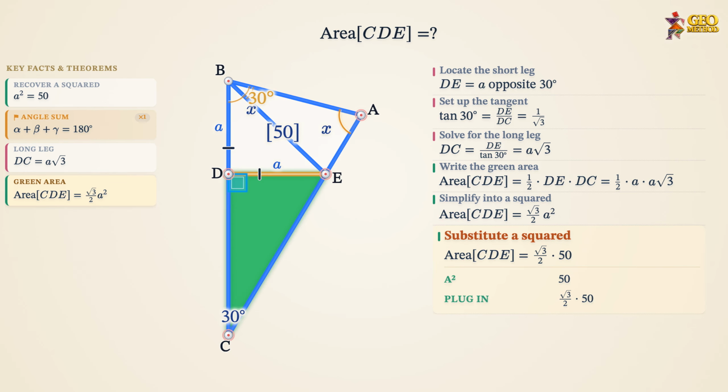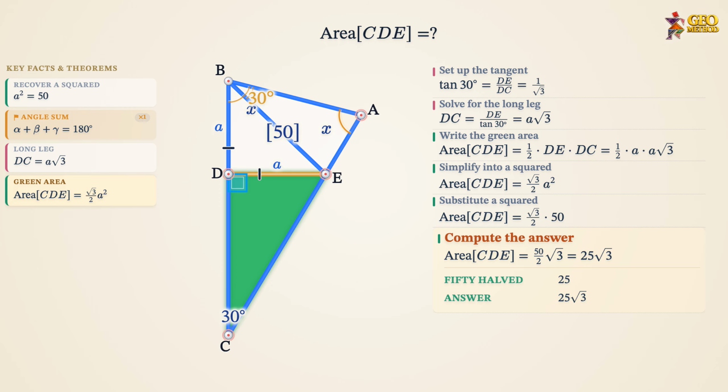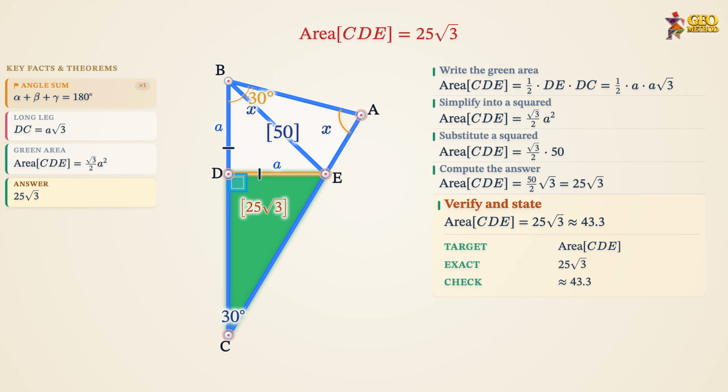Replace A squared with 50, the value we recovered from the quadrilateral. The green area becomes root 3 over 2 times 50. 50 over 2 is 25, so the area is 25 root 3. That is the exact area of the green triangle. As a check, root 3 is about 1.732. So 25 root 3 is roughly 43.3 square units, a believable size for the corner. The green triangle CDE has area 25 root 3.